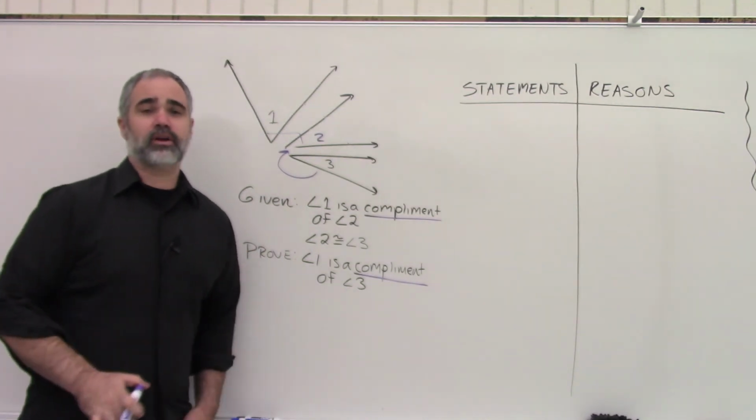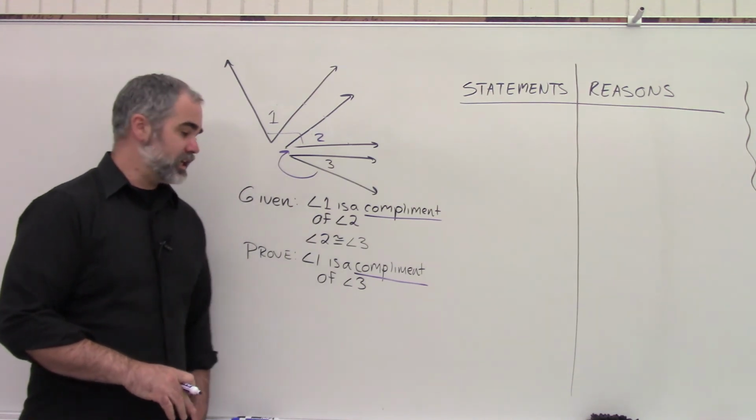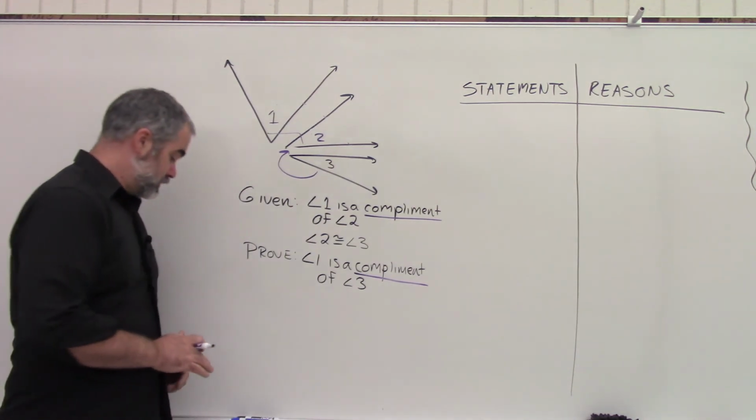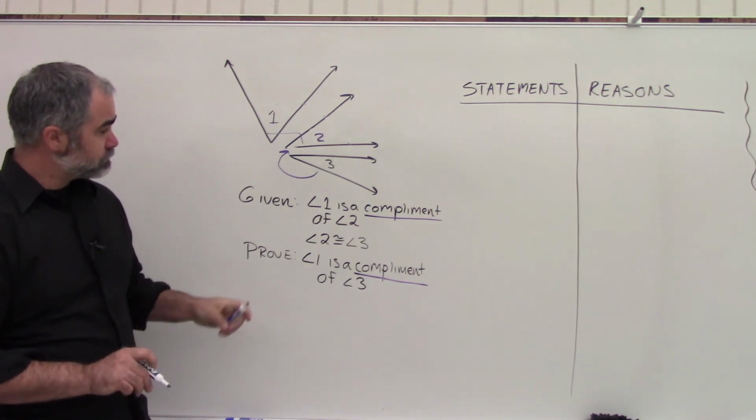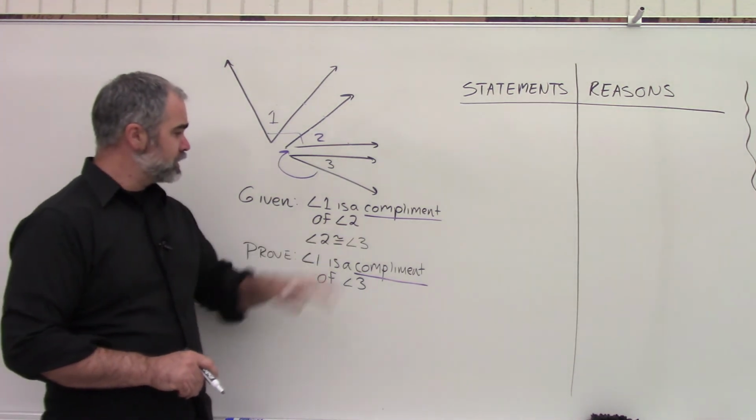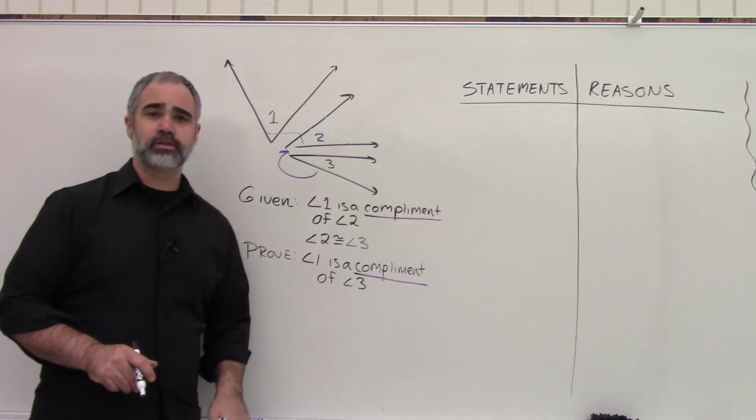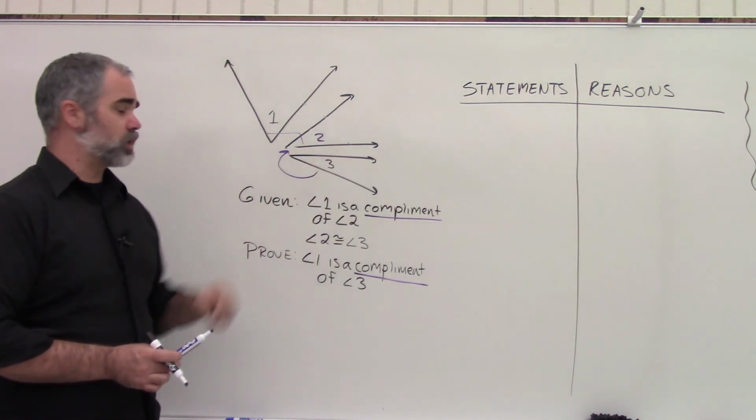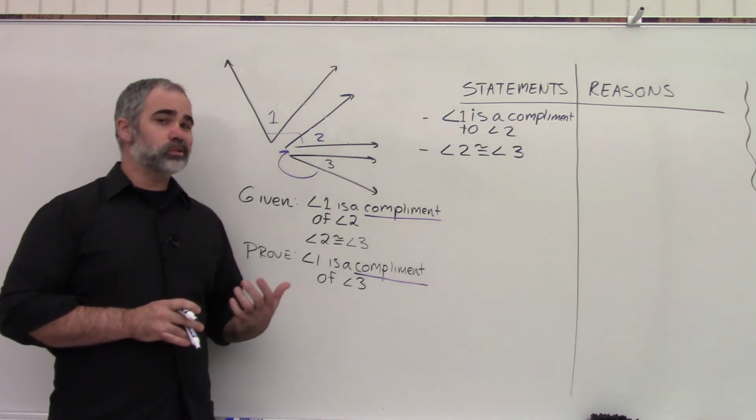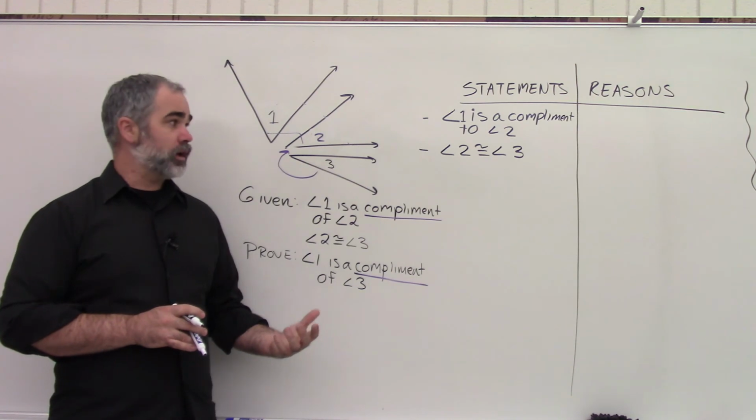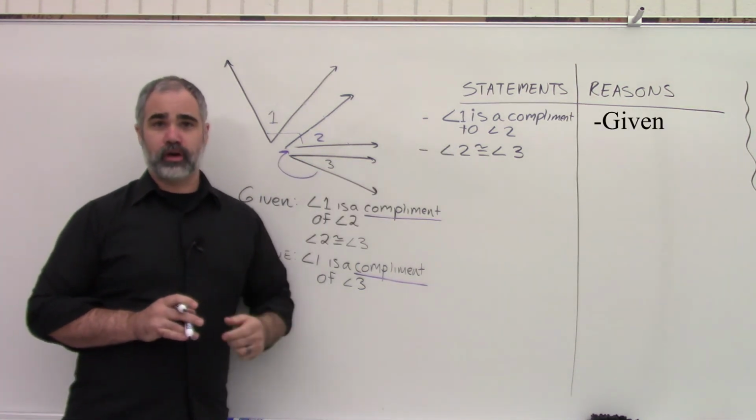So remember, as with a map, we need a place to start. The place that you always start with your proof is in the givens, and that's in the previous video that I mentioned. So the first thing I'm going to write down: angle 1 is a complement of angle 2, and angle 2 is congruent to angle 3. I'm just going to go ahead and write those up here. Now remember, when you start with your given statements, the only justification that you need to write down is the word given. So I can put given in for both of those.